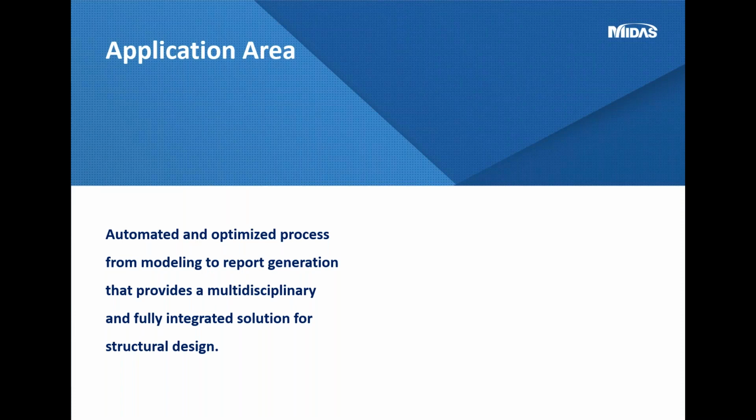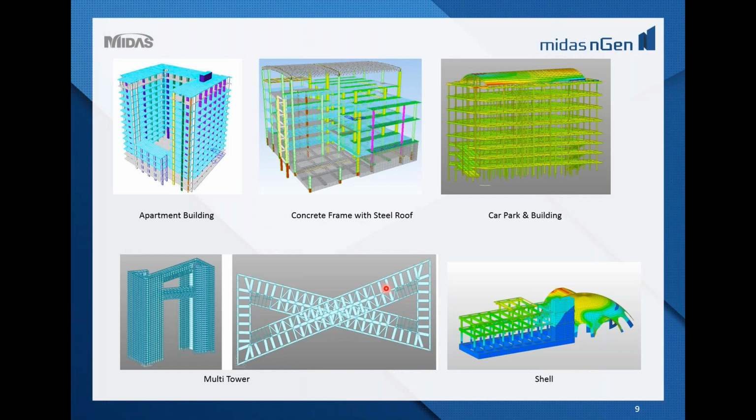With the help of automation and optimization processes, it's easy for us to model all these kinds of structures like apartment buildings, concrete frame with steel roof, car park and building, multi-towered structure, the shell type of a structure along with the frame structure. So these are a few examples.